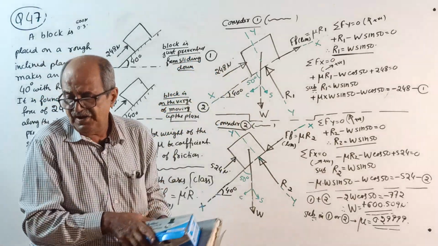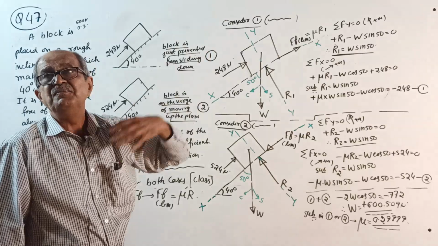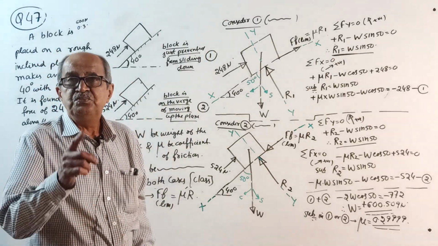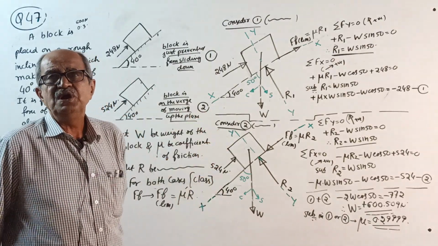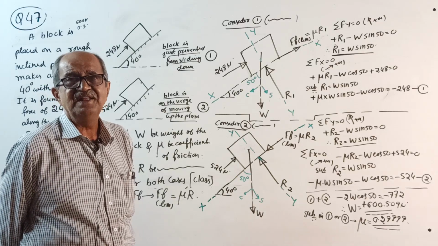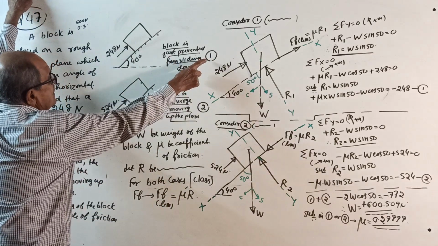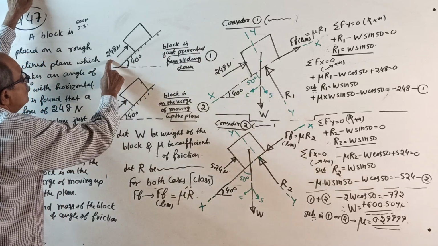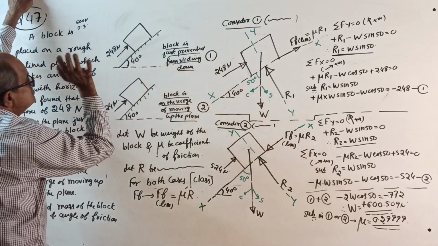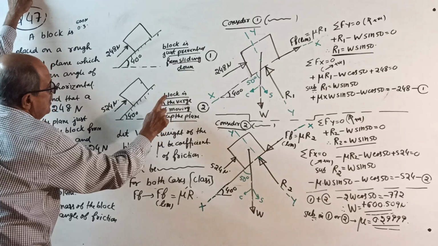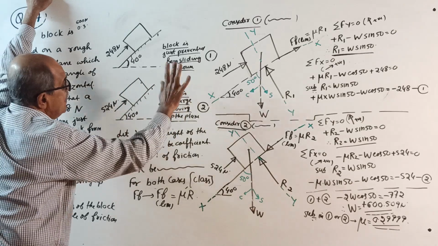You will understand. If a vehicle is parked on an inclined road and the vehicle is sliding, to prevent sliding you require lesser effort. But to move it up the plane, you require heavy effort. Correct? Therefore, at 248 Newton, this is the first case. Case 1, you can write case 1: 248 Newton, block is just prevented from sliding down. And case 2: 524 Newton, block is on the verge of moving up the plane.